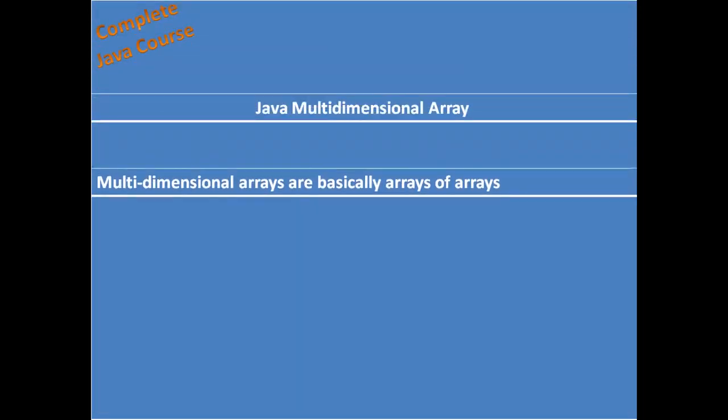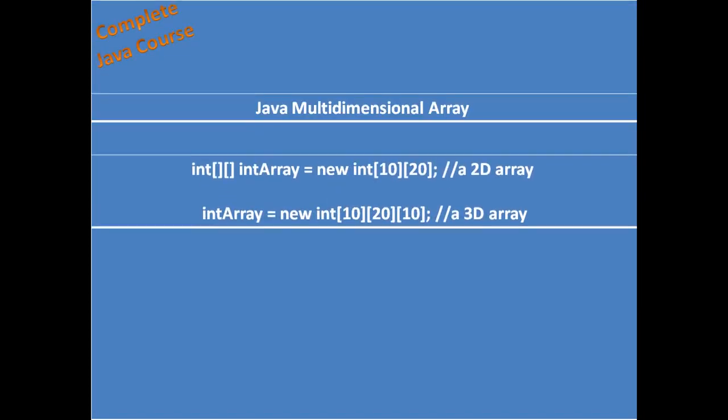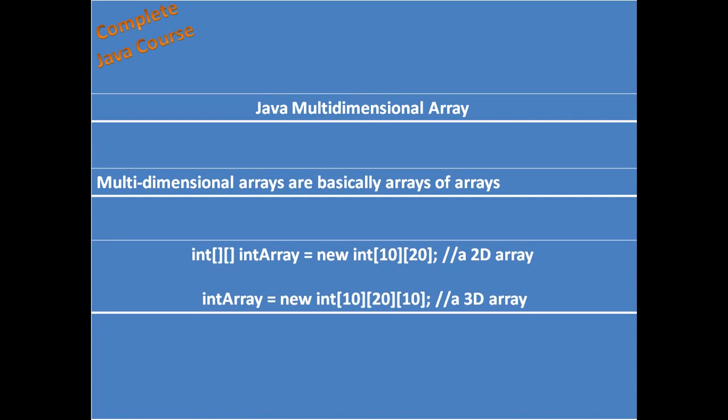Java multi-dimensional array. Multi-dimensional arrays are basically arrays of arrays. So for defining a multi-dimensional array, how will you define the two-dimensional array? int, two pairs of square brackets, then variable name, then equal to new int 10 and 20. This is a two-dimensional array. And the three-dimensional array you define this way. A multi-dimensional array is rarely used in the industry or rarely used in programming.